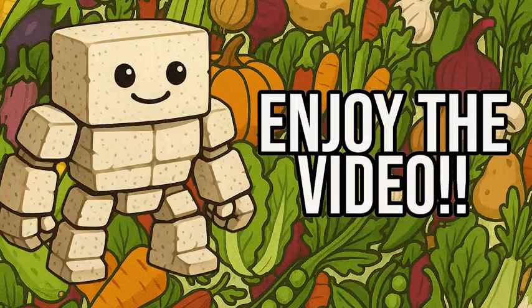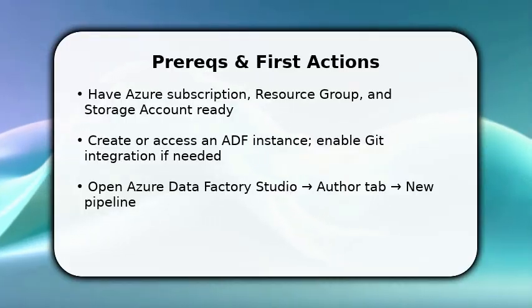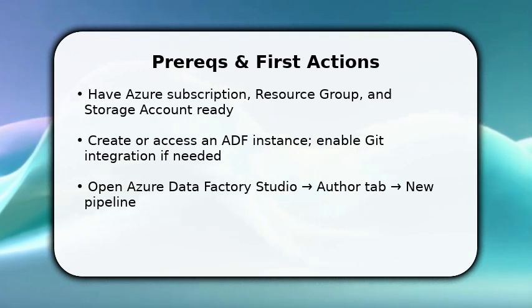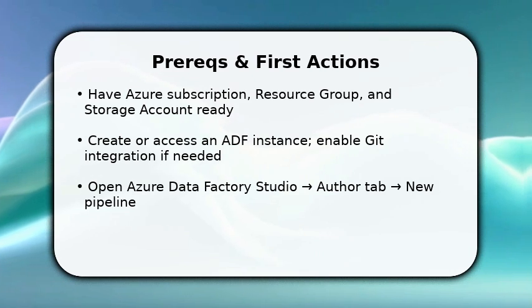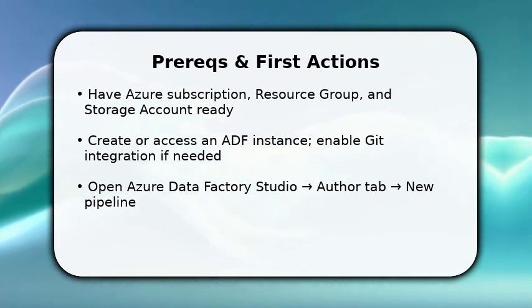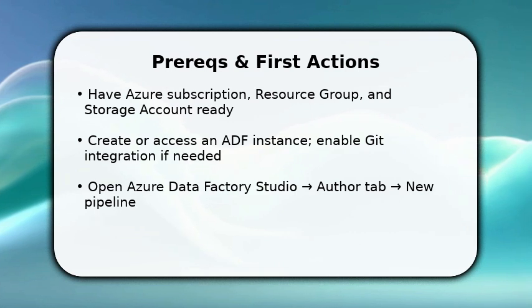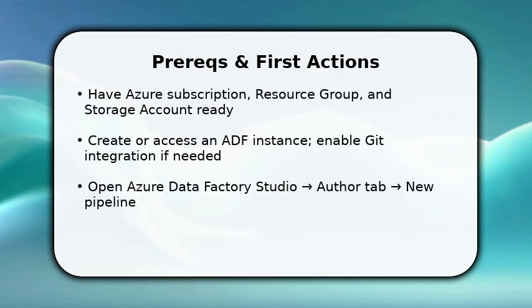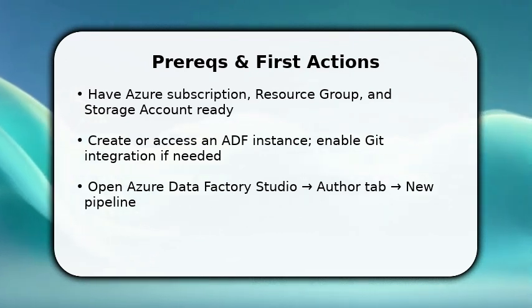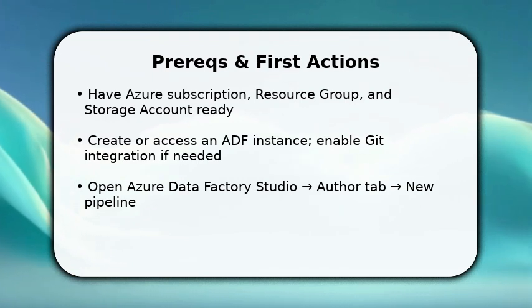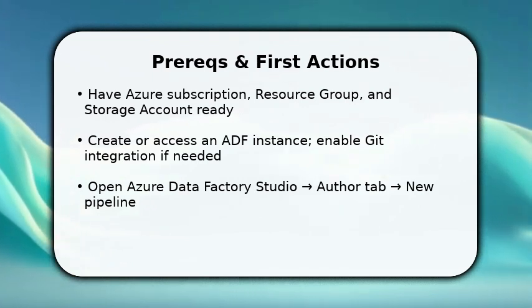Please enjoy the video. You start by confirming essentials: subscription, resource group, and storage. Next, open Azure Data Factory Studio and choose Author. Create a new pipeline container and name it clearly so you can find it later. Once done, add a source dataset using linked service credentials. This connects ADF to your storage. Make sure to test the linked service connection now so you avoid mid-flow auth errors. This first set of steps gets your workspace, connectivity, and an editable pipeline ready.